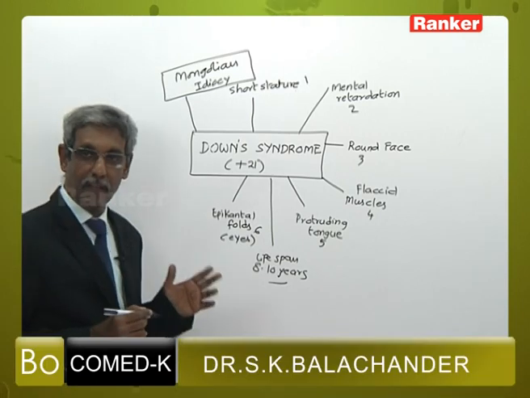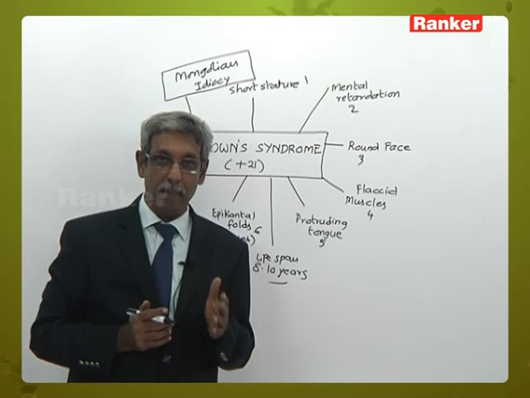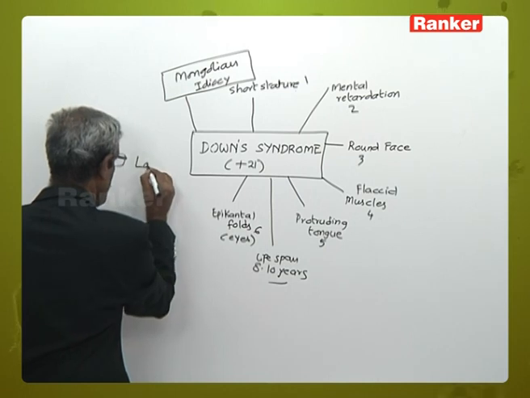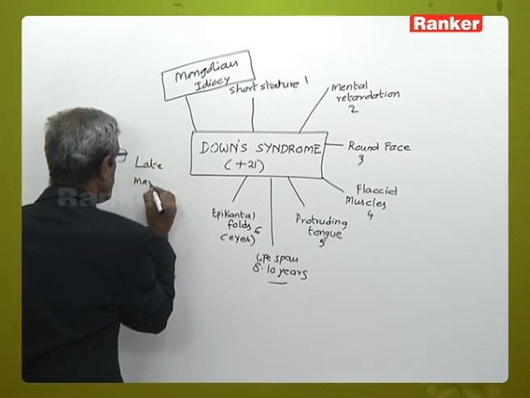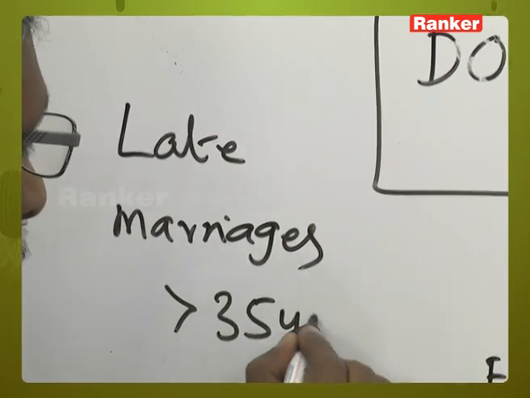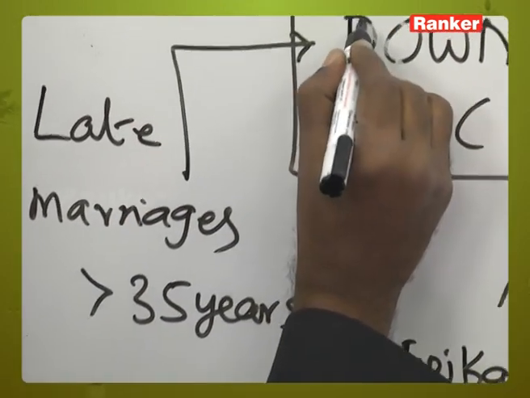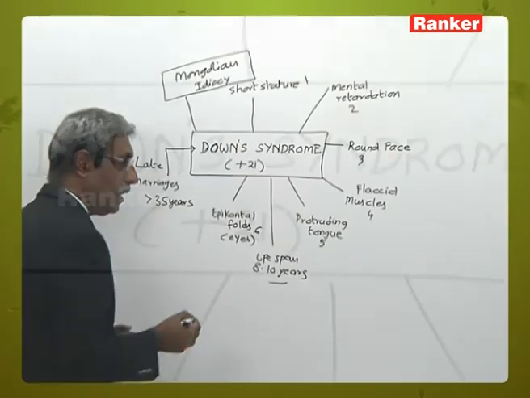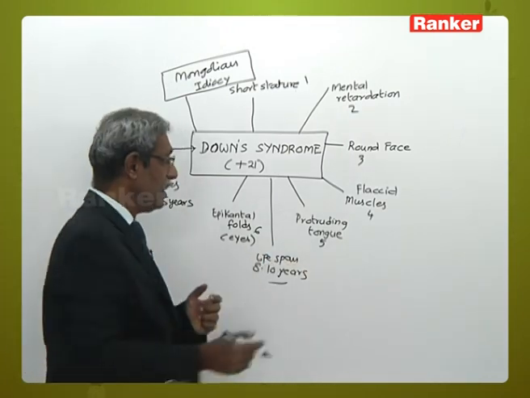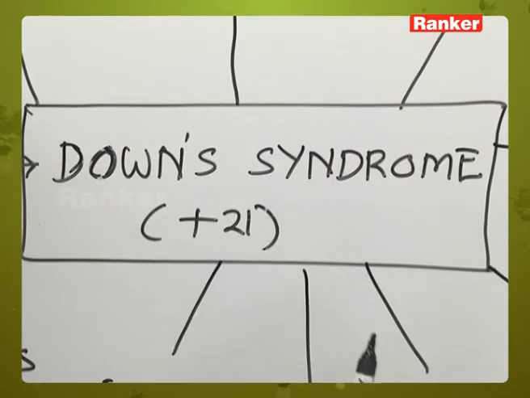And the frequency of occurrence of Down syndrome is higher especially if the mother's age exceeds 35 years. So, in late marriages wherein the woman attains an age of greater than 35 years, there is a high probability that the child will inherit and show Down syndrome due to non-disjunction of chromosome number 21. So, these are the human clinical genetic traits of Down syndrome.